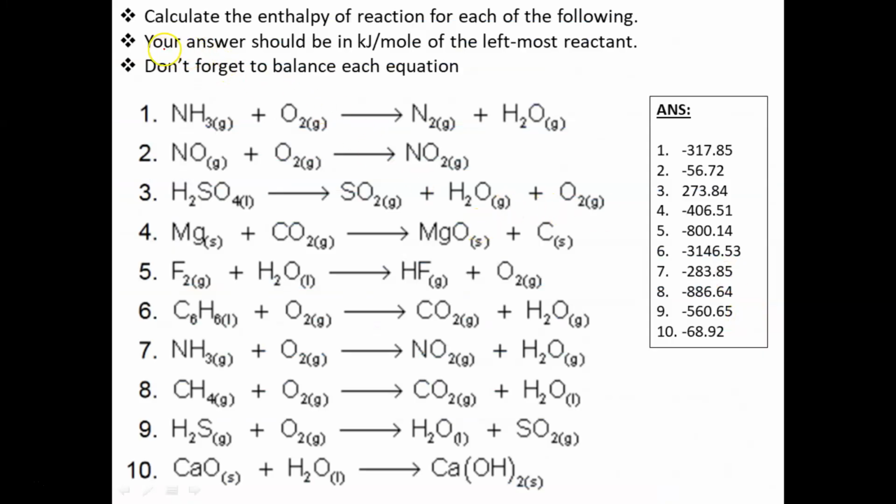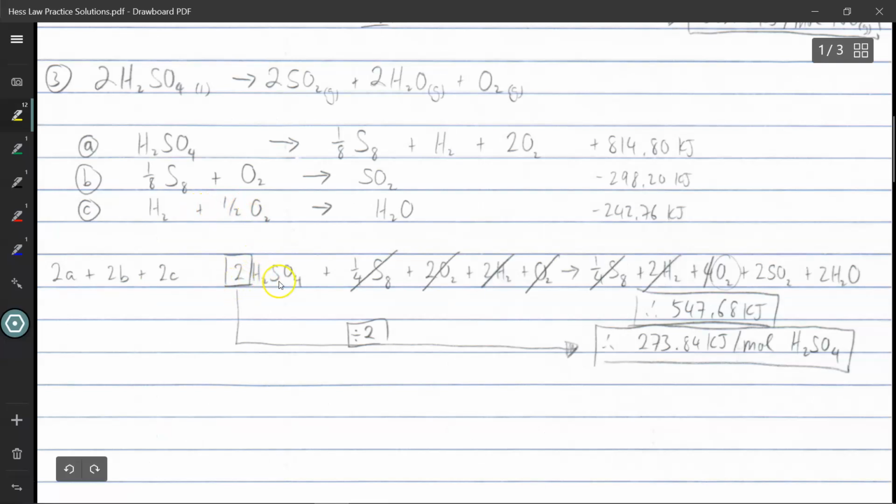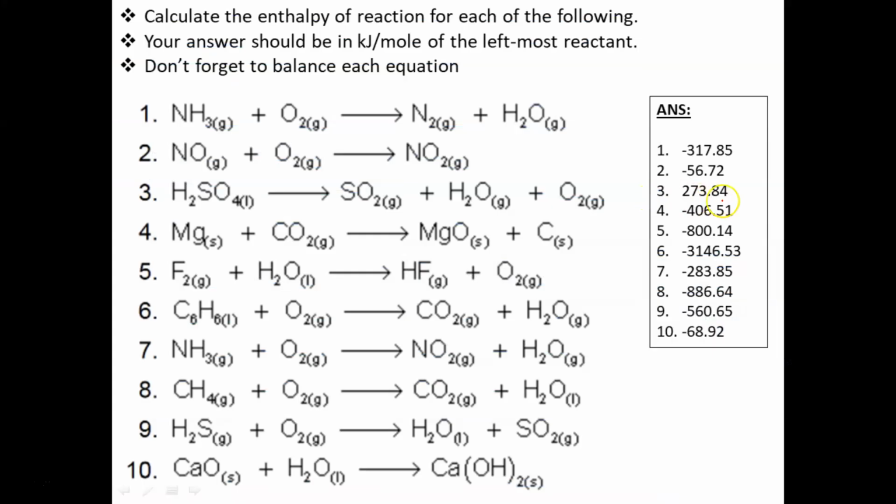However, the answer key says your answer should be in kilojoules per mole of the leftmost reactant. So I want the answer expressed in kilojoules per mole of this guy over here. So in this case, I want it in kilojoules per mole of sulfuric acid. Right now, there are 2 moles of sulfuric acid, so this value, 547.68 kilojoules per 2 moles of sulfuric acid. Well, if I want it per 1 mole of sulfuric acid, I must divide it by 2. In so doing, divide this number by 2, and you get 273.84 kilojoules per 1 mole of H2SO4. And that matches up with the answer we have over here.